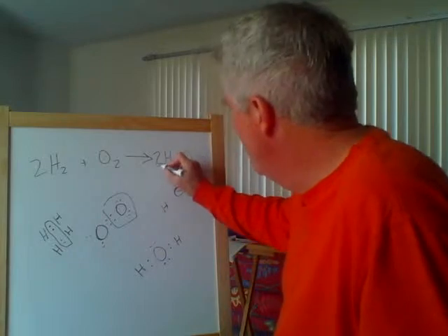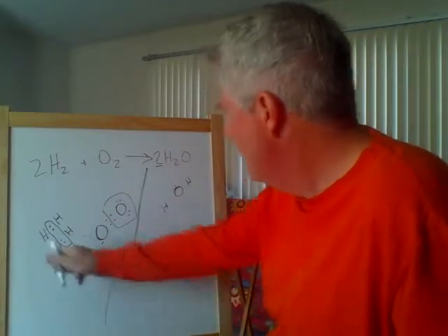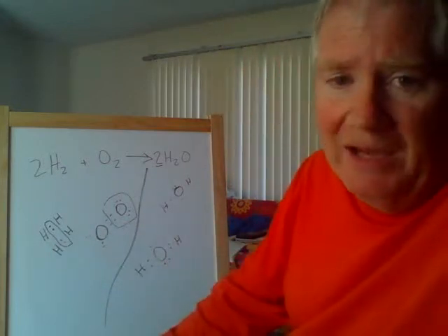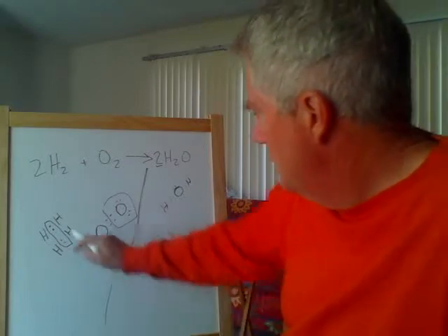Okay, so there's two waters, two hydrogens. So what happens on the left, we add together and we get on the right. And if you actually add up the electrons that I have here, it turns out we have a balanced number of electrons.